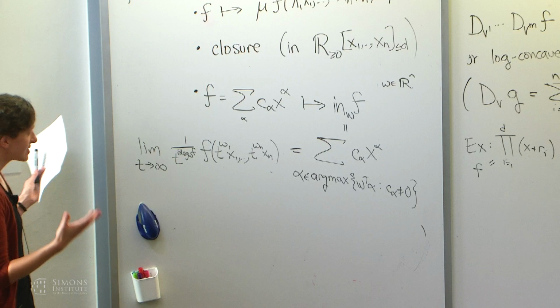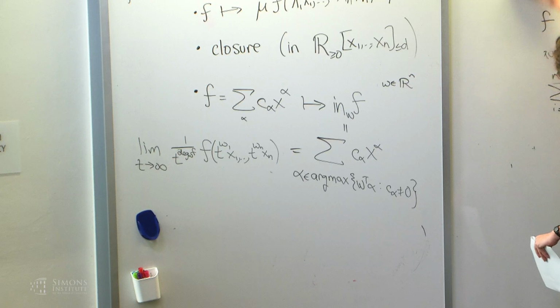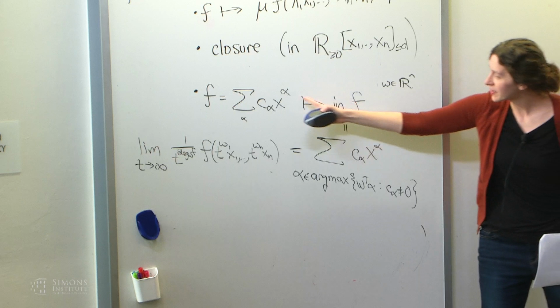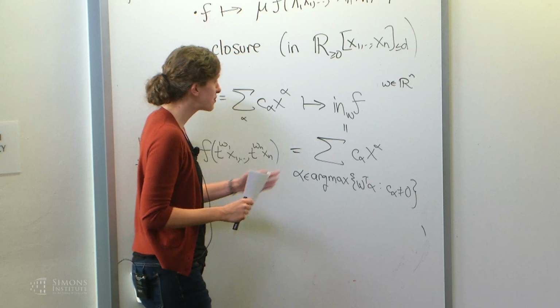And so this lets us start to understand something about what type of polynomials these are, and in particular, what their supports and what their Newton polytopes can look like. The Newton polytope of a polynomial is really you take all of the exponent vectors that appear, plot them as vectors in R to the n, and take the convex hull. And what taking an initial form does is pick off a face of that polytope that maximizes the linear function given by w.